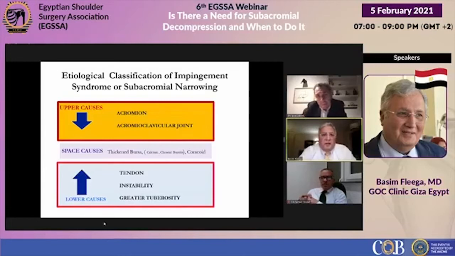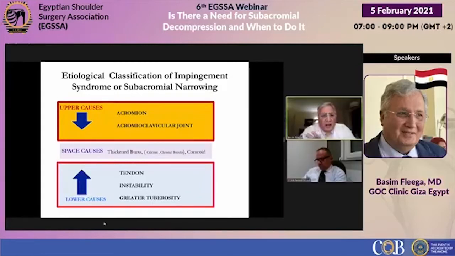Now, we classified the etiology of impingement as a guideline for treating the subacromial narrowing into upper causes, causes in the subacromial space itself, and lower causes. The upper causes are mainly from the acromion or the acromioclavicular joint, and the causes in the space are thickened bursa or the effect of coracoid impingement, and the lower causes are tendon lesions, instability, or greater tuberosity lesions.